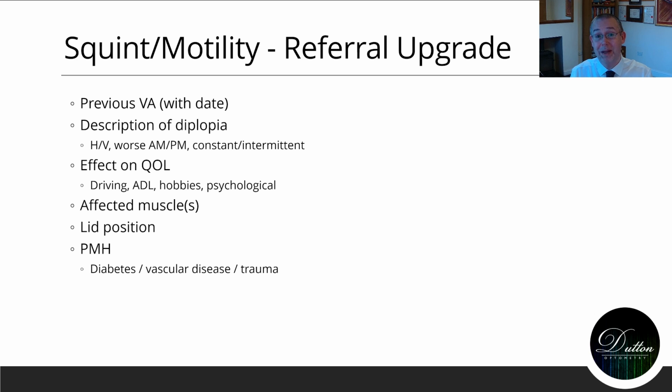And the personal medical history. This is really relevant in the context of nerve palsies, but diabetes, vascular disease, trauma, these are all very relevant to the person receiving the referral. And finally, imaging. A fundus photo, and it can be very helpful to look back at historic photos, perhaps a driving license or family photos, to actually demonstrate any change in the status of a potential squint.